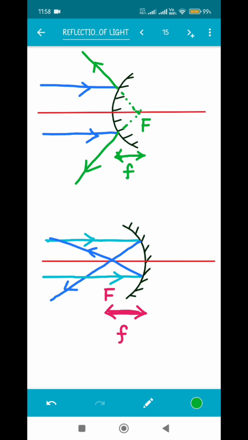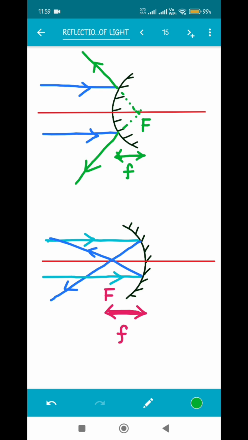So focus has two definitions, one in terms of convex mirror, one in terms of concave mirror. So make sure you are writing both of them if it has been asked, or if it has been asked specifically, you can write accordingly. In case you are worried about which one to write, I will suggest you write both of them, not to leave any option for the examiner to reduce your marks. So I hope the concept of focus and focal length is clear.